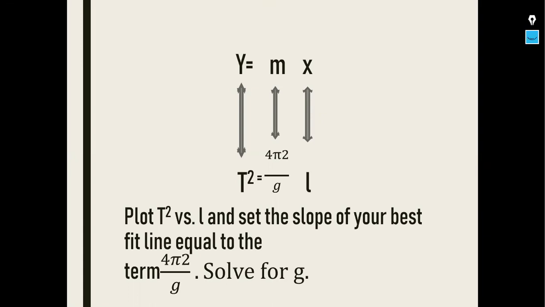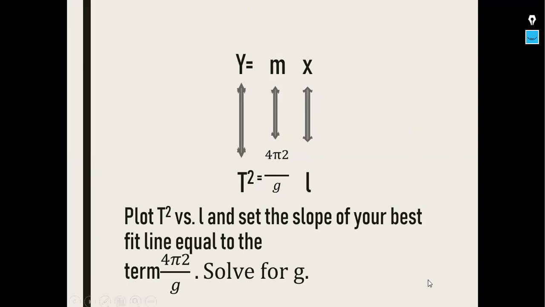And then we're going to set the slope of our best fit line equal to the term 4 pi squared over g, because the theory suggests that the time period of oscillation is equal to 2 times pi times the square root of the length of the pendulum string over g. So we saw a little bit of manipulation with that, and you can see here that if we think about the equation of a line, y equals mx, and we're mindful to plot T squared on the y-axis against the length on the x-axis, then this term right here, 4 pi squared over g, would be equal to the slope. So we can plot all the data, determine the slope, and then use that to solve for g.